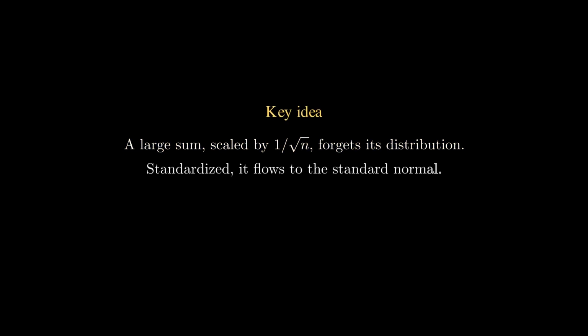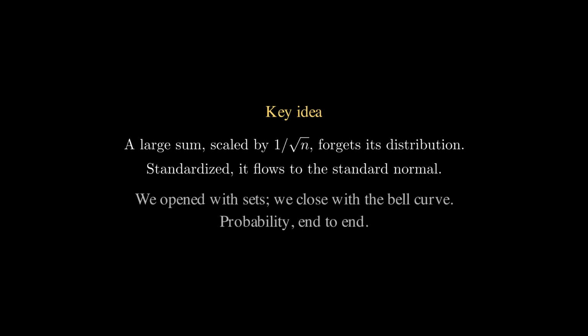The key idea of this video: a large sum, scaled by 1 over root n, forgets its distribution. Standardized, it flows to the standard normal. We opened with sets, we close with the bell curve, probability, end to end.